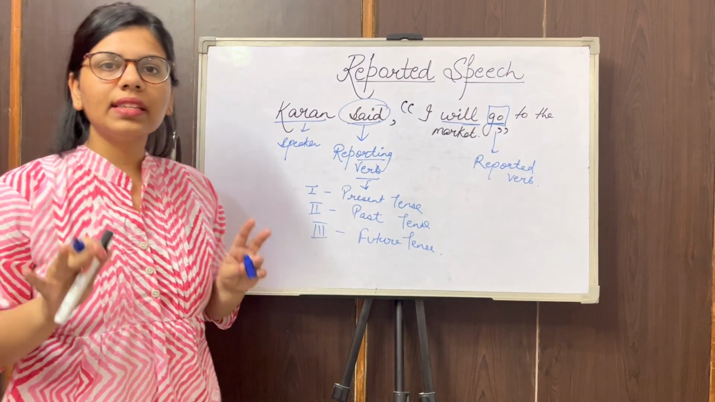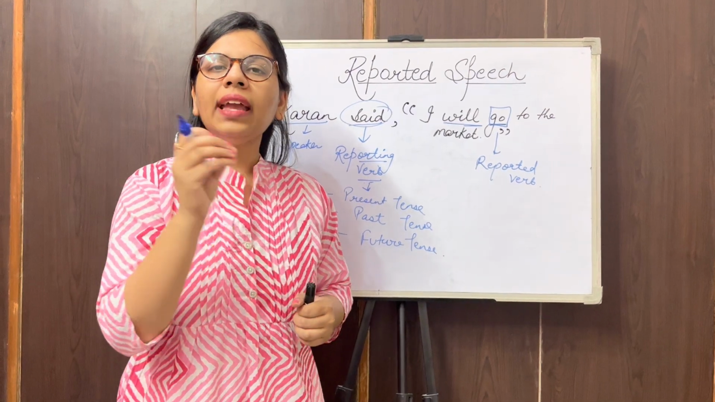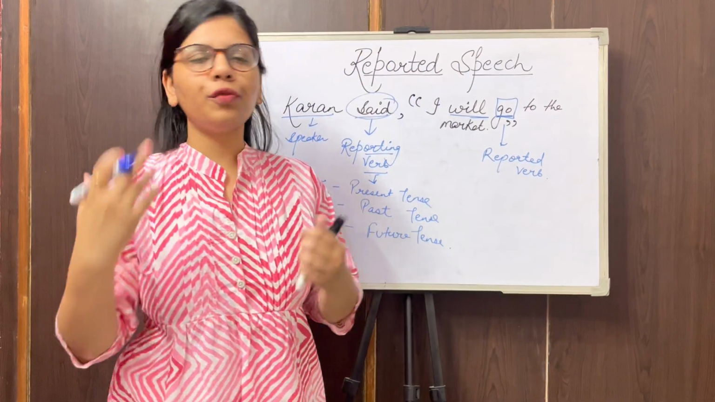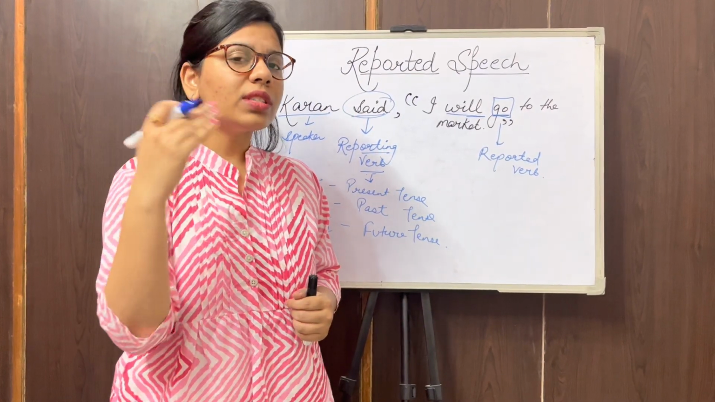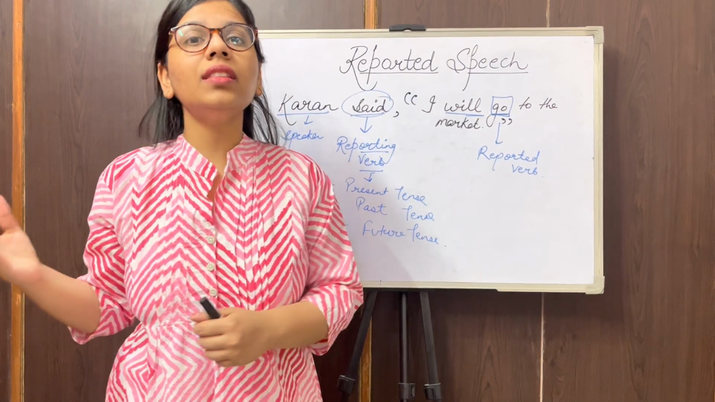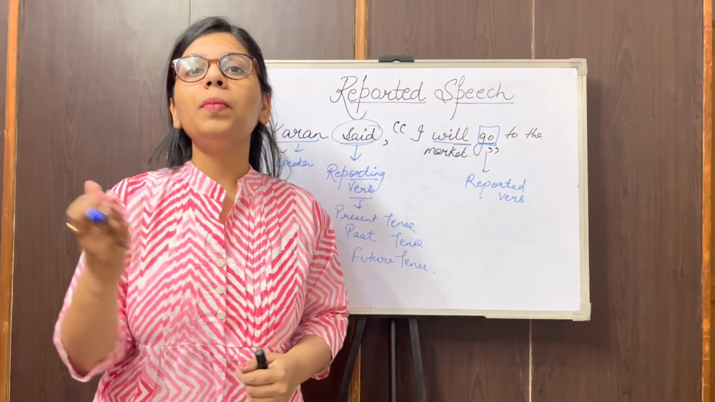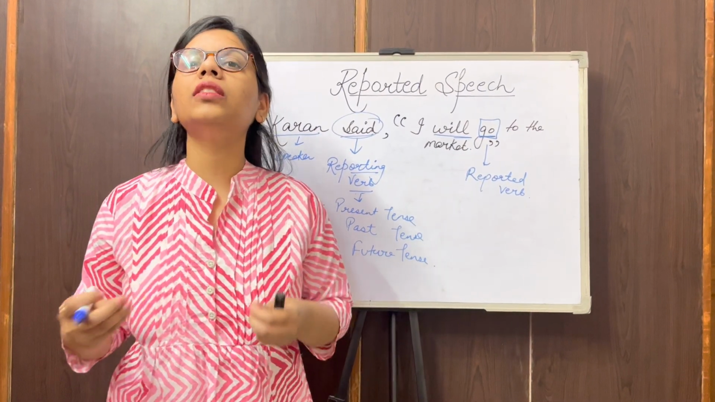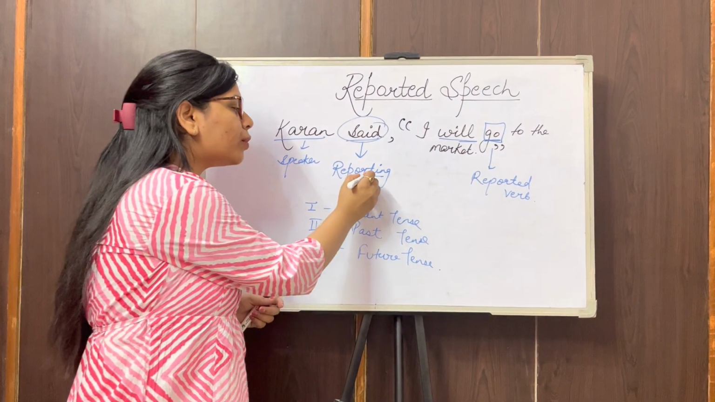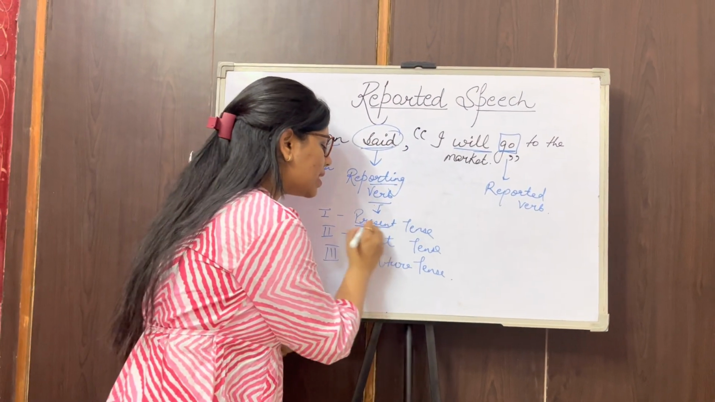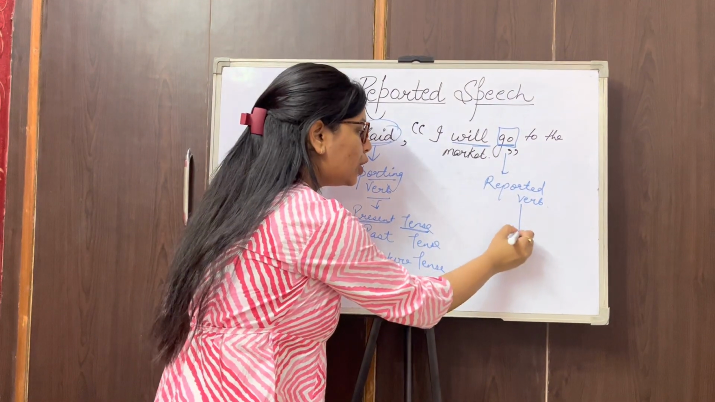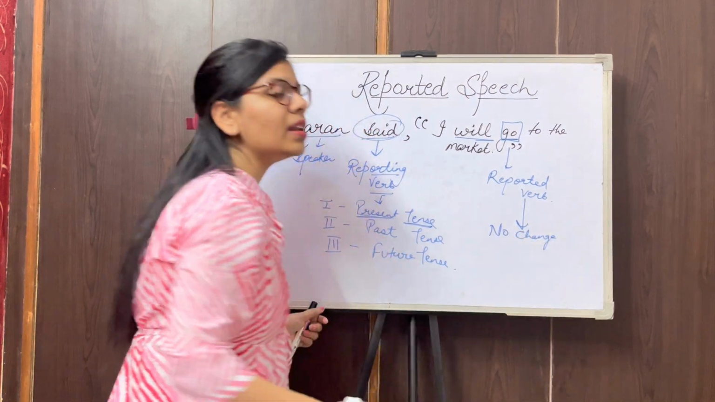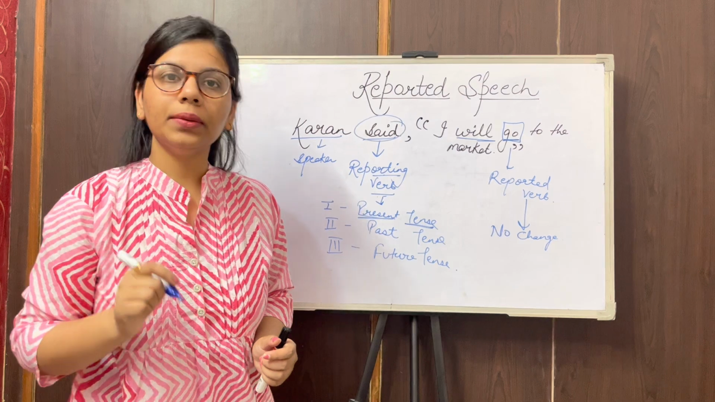Now let's understand. Suppose I say I like pizza. मुझे पिज़्ज़ा पसंद है. और यही बात आप जाकर अपने किसी फ्रेंड को बताते हो तो आप क्या कहोगे? उसे पिज़्ज़ा पसंद था या उसे पिज़्ज़ा पसंद है? आप कहोगे उसे पिज़्ज़ा पसंद है. क्यों? क्योंकि वो अभी भी पसंद है. It's not in the past, it's still in the present. So, if your reporting verb is in the present tense, then you will not change the reported verb. It will remain in present tense only.